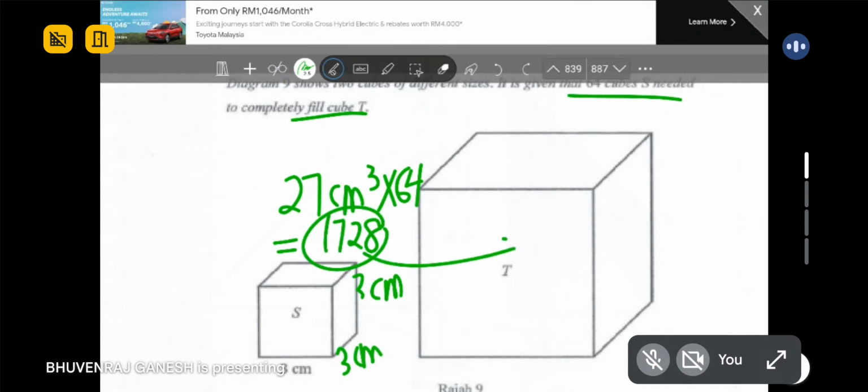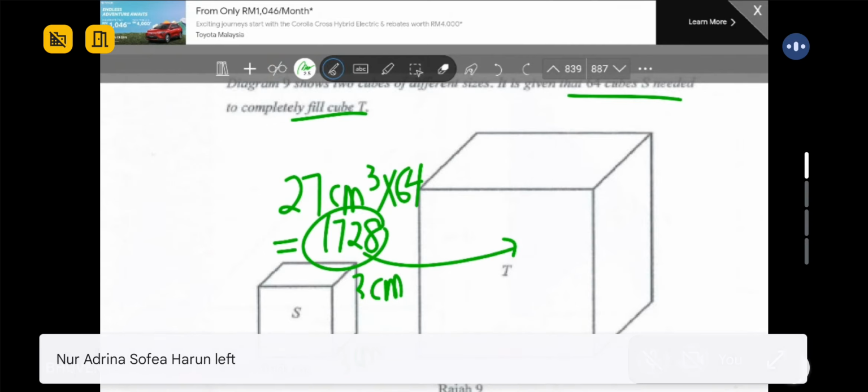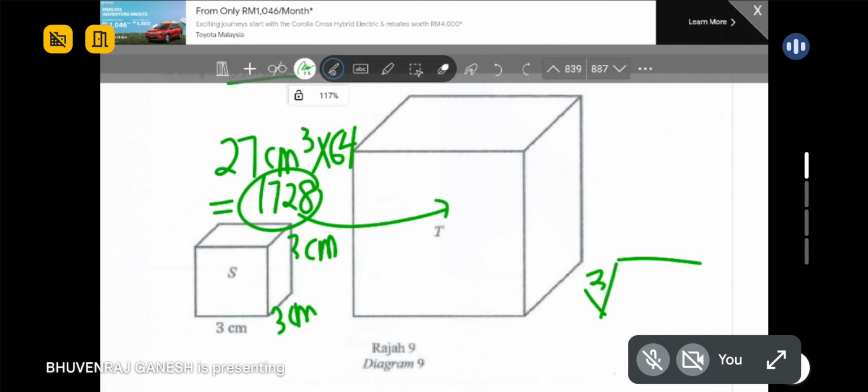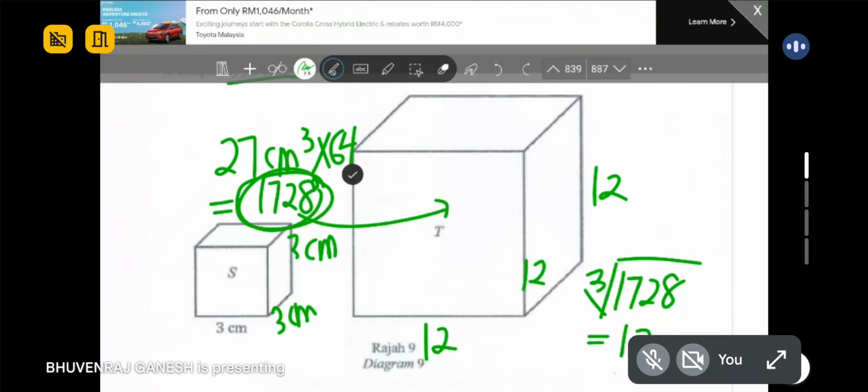So the total volume of this is 1728. Okay, jumlah isi padu T 1728. So kalau kamu punca kuasa 3, cube root, you guys can find the side, right? Boleh cari sisi dia kan? So it's 12, 12, 12. Because it's a cube, so setiap sisi sama panjang. Same value. So 12 times 12 times 12, 1728 cm cube.